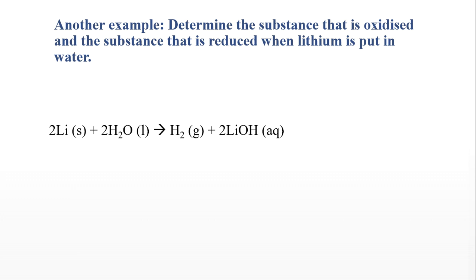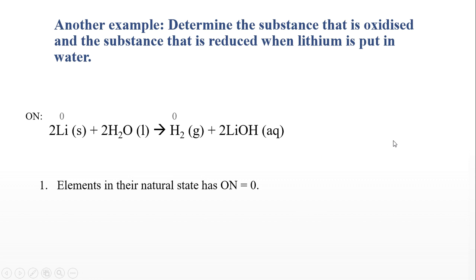So let's use our rules for oxidation numbers here to figure out what's oxidized and what's reduced. We write the ON up over the reaction like this. And then we remember that elements in their natural state have the oxidation number of 0. In this reaction, we have lithium as pure lithium metal. And we have the hydrogen gas, which is the natural state of hydrogen as an element. We give them the oxidation number 0.